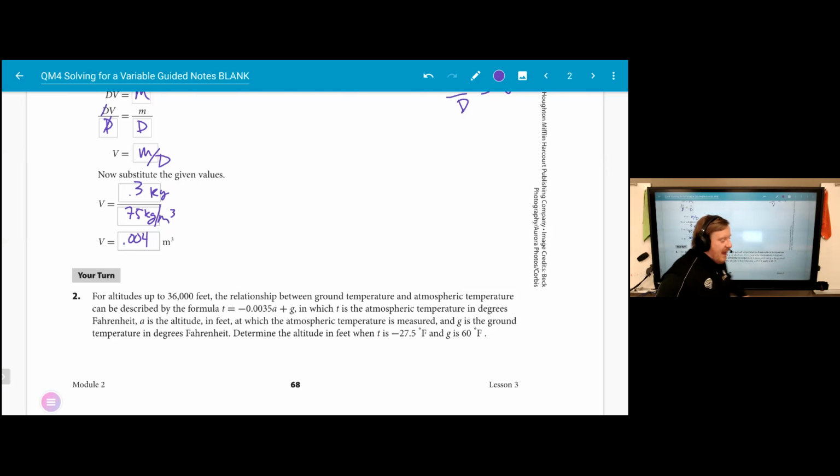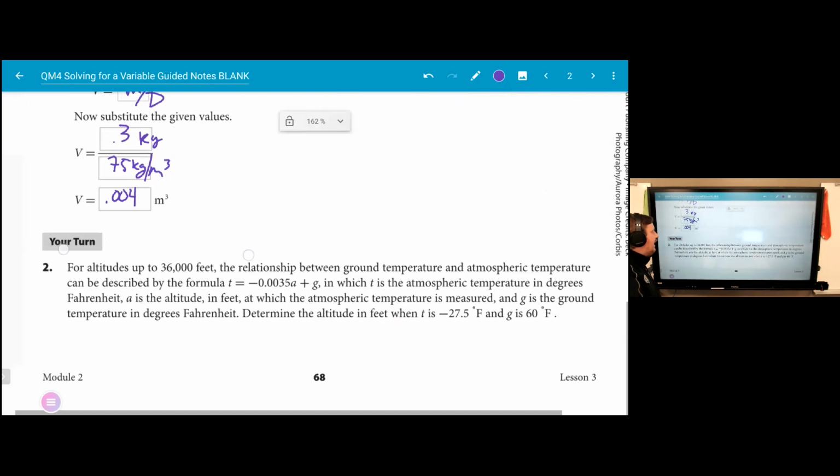All right, number 2 says for altitudes up to 36,000 feet, the relationship between ground temperature and atmospheric temperature can be described by the formula T equals negative 35/10,000ths A plus G, in which T is the atmospheric temperature in degrees Fahrenheit, A is the altitude in feet at which the atmospheric temperature is measured, and G is the ground temperature in degrees Fahrenheit. Determine the altitude. What don't we know? We don't know the altitude when T is equal to negative 27.5 degrees Fahrenheit and G is 60 degrees F.